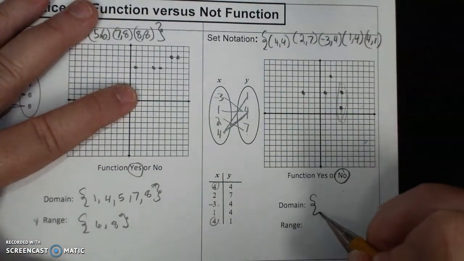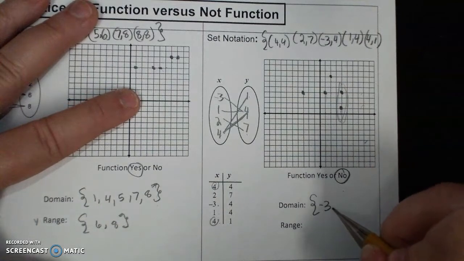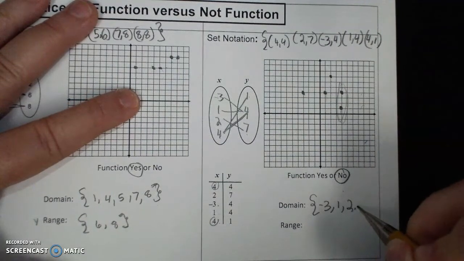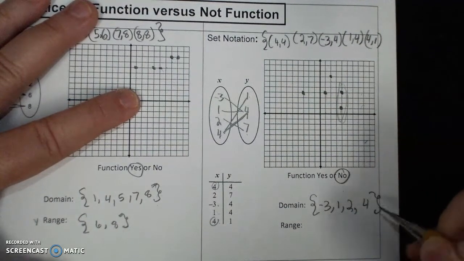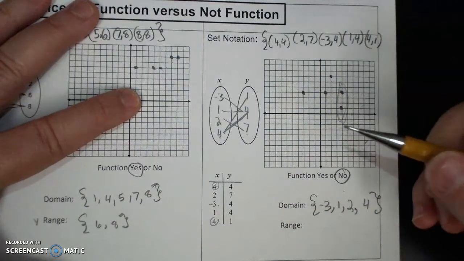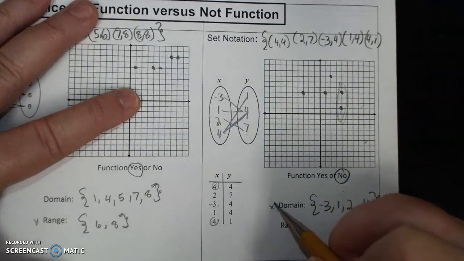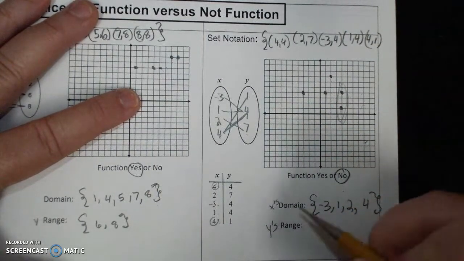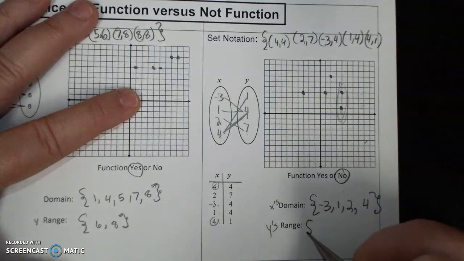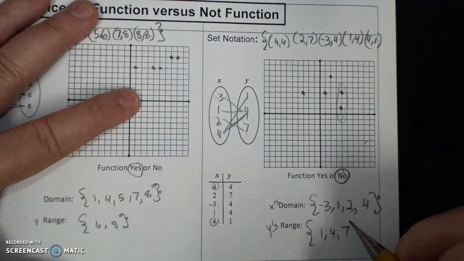My domain is -3, 1, 2, and 4. My x's listed from least to greatest. These are my x's. These are my y's. My range are my y's listed once.